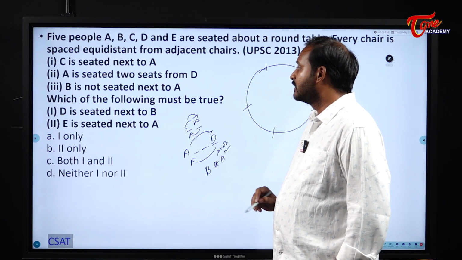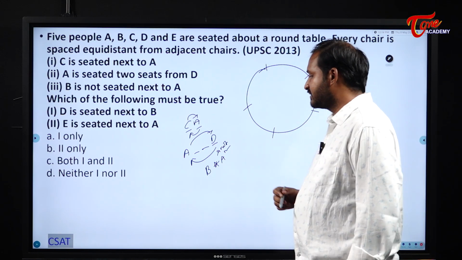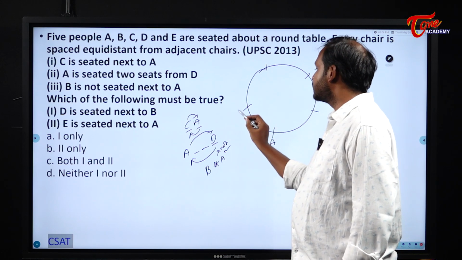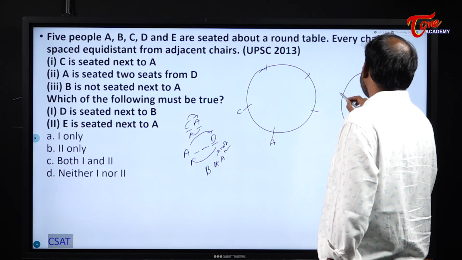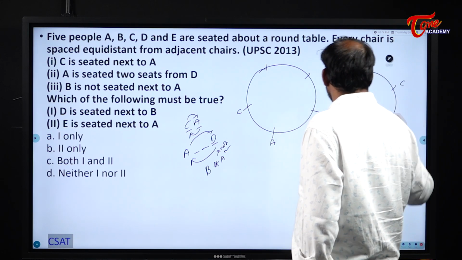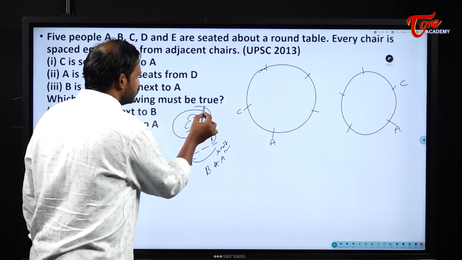Not neighbors. Which of the following must be true? Now let us try to assume it. For example, A I have here. Towards left I have C. Similarly, 2 chances are there for me. I have A here and to the right, I have C. So, this one is gone.